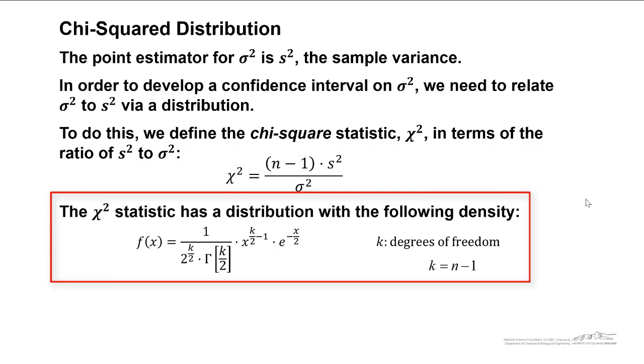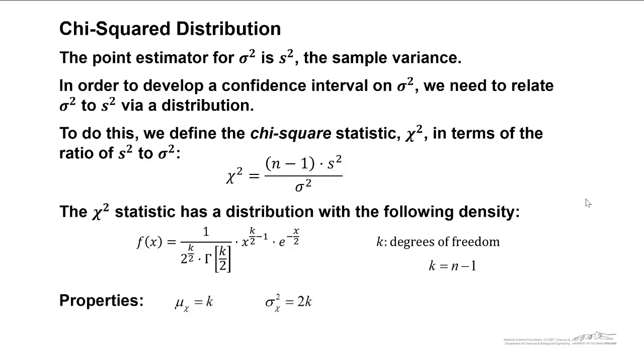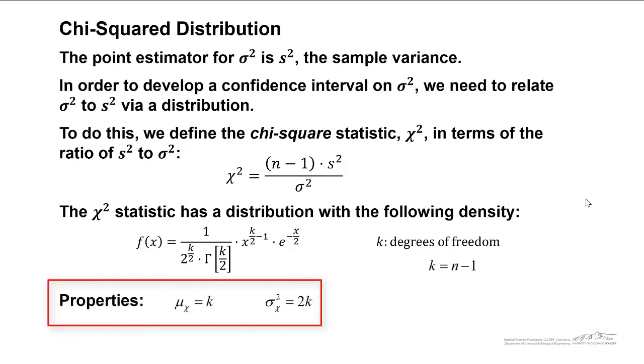It's not that important that you understand what's going on here, but it's essentially a probability distribution function that uses the gamma distribution here in the denominator. This will likely be the last time you see this because typically we use tables or Excel functions to determine things related to the chi-squared distribution. The chi-squared distribution has mean k. K is the degrees of freedom. That's just your sample size minus 1. And the variance is equal to 2k.